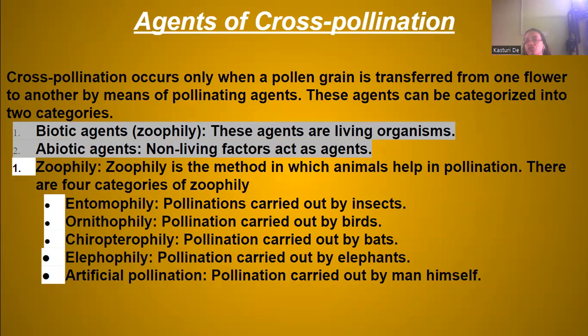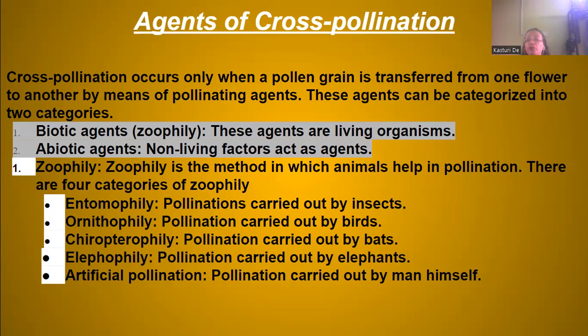The pollen grains are transferred from one flower to the other. These agents can be categorized into two categories, biotic agents and abiotic agents. Biotic agents are known as zoophily. Biotic means life, that is, living organisms are the agents. Abiotic means non-living factors or non-living agents.